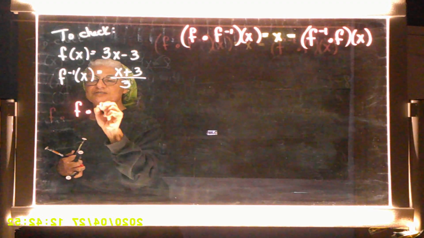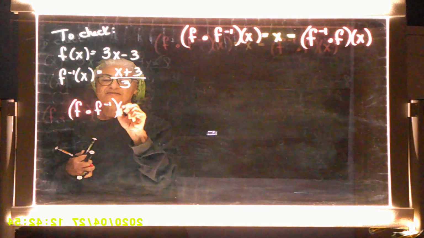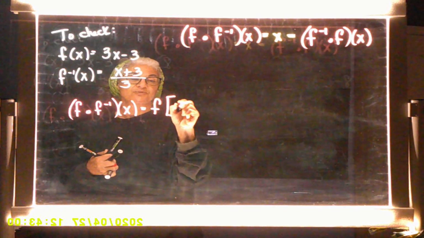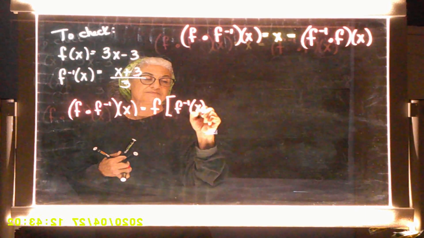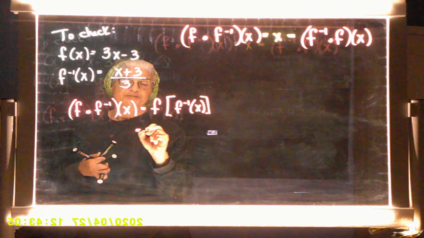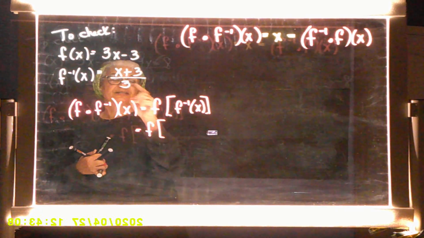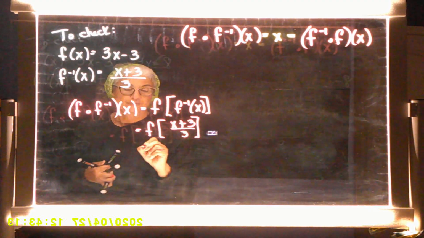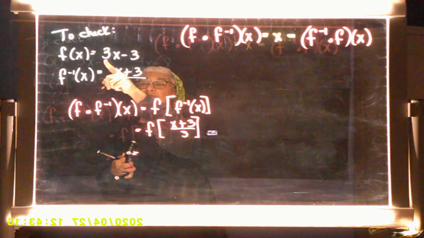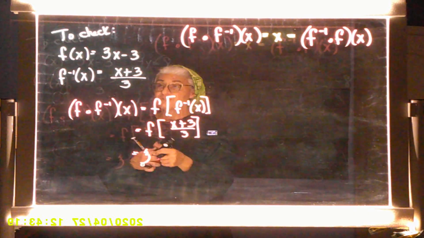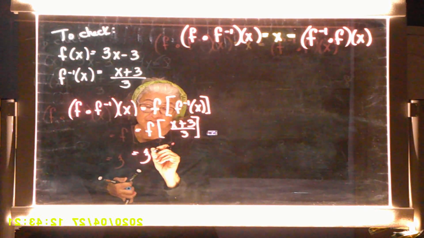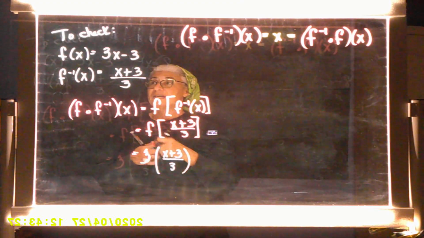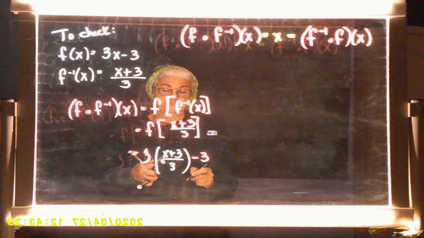Let's do f composition f inverse of x. Remember, that means take f and you're going to substitute into it the inverse function. So I'm going to take f and I'm going to plug into it the inverse function. I'm going to take f, which starts with 3. I'm going to substitute into it the inverse function. And f says minus 3 after it.